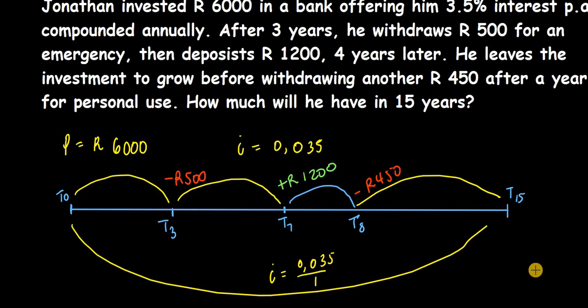Now, dealing with this problem, you can either use the longer method of calculating the accumulated amount from here to there, and then you subtract this, and then you calculate from here to there, and then you add this, and then from here to there, and then you subtract this, and then here to there, right, and then you get your final amount using the formula A equals P into 1 plus i over n. You can be doing that.